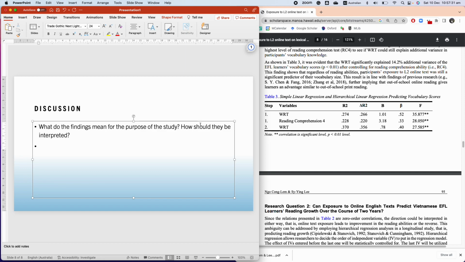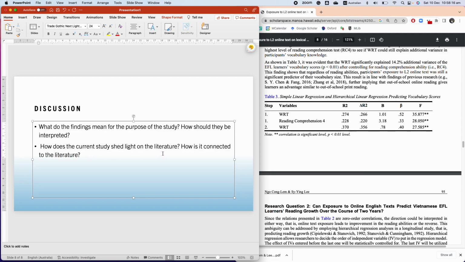Another function of the discussion is to address how the current study sheds light on the literature, or how it is connected to the literature. So this is about how your study fits into the literature.